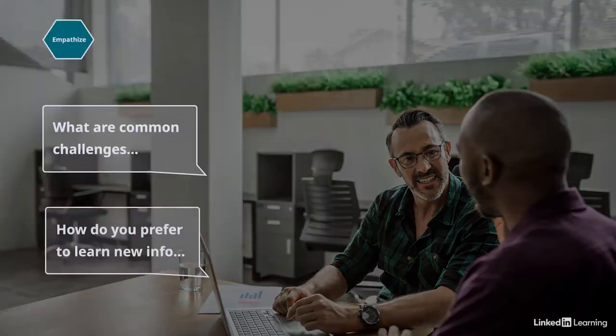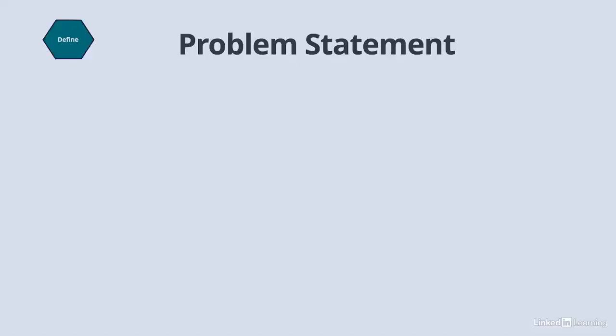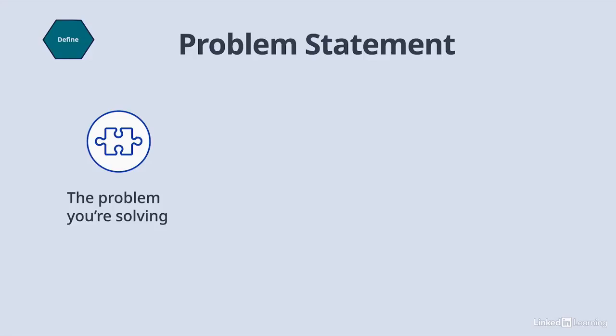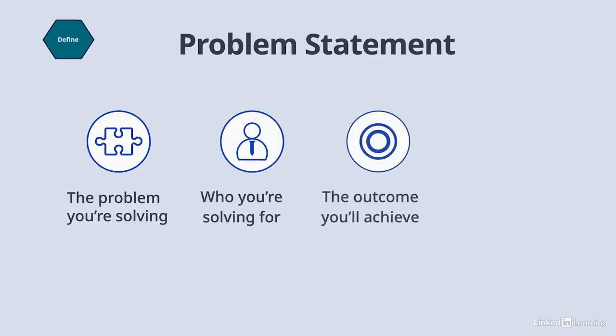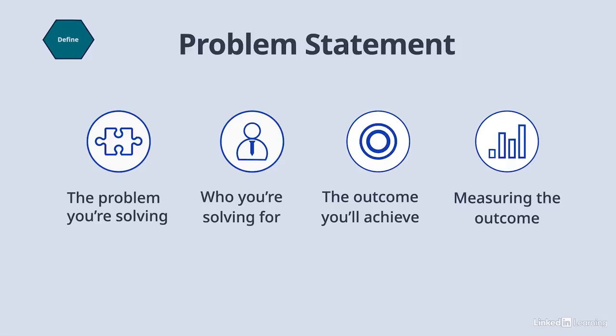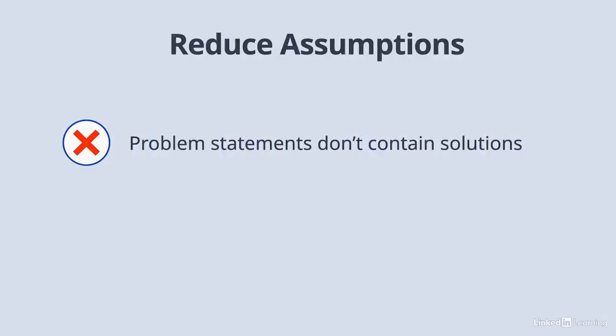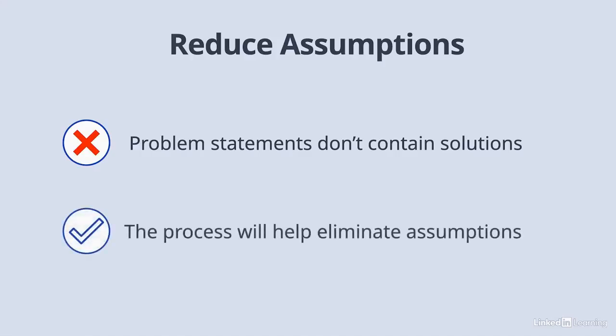After gathering initial understanding, we can formulate a problem statement. Problem statements usually have 4 components: the problem, the persona or who we're solving for, the outcome, and measuring the outcome. Problem statements don't propose solutions. We want the process to lead us to the right conclusions without making any assumptions.